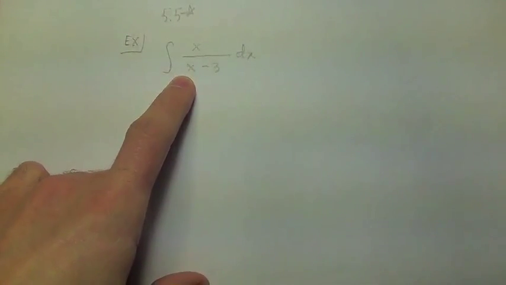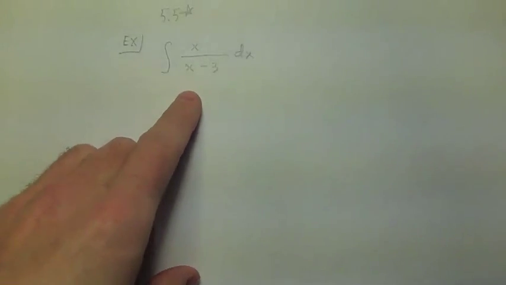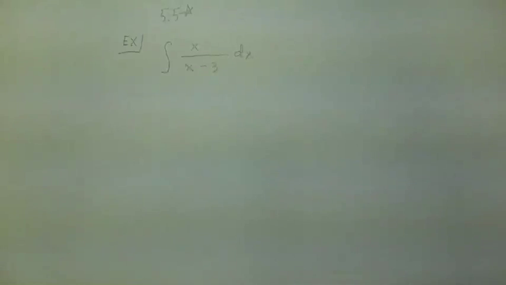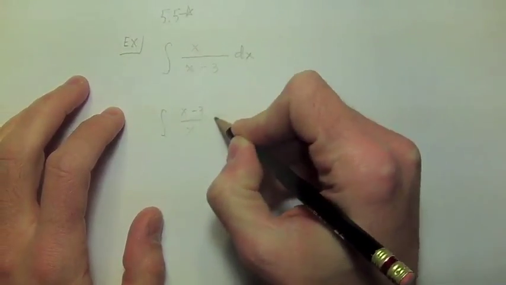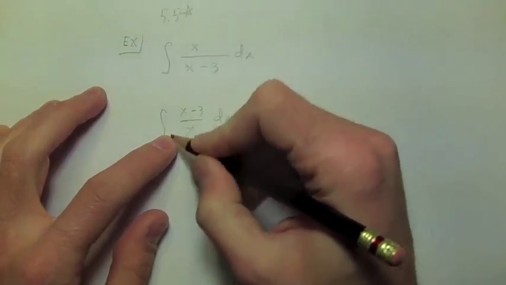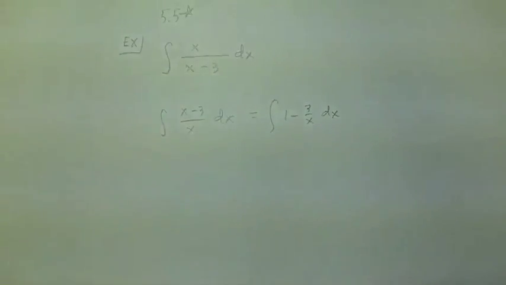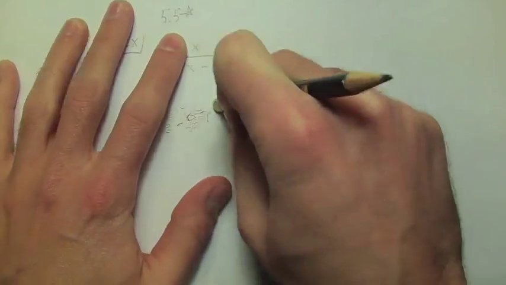Now, there are a lot of problems here because this is not a typical rule that we know. We don't have a backwards quotient rule, and we can't use algebra like we did before. If this was the integral of x minus 3 over x, it would be no problem, because you would just split this up and get 1 minus 3 over x dx, and you could move on from there. Very simple. The problem is we can't do that here.